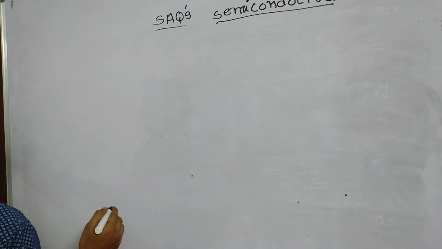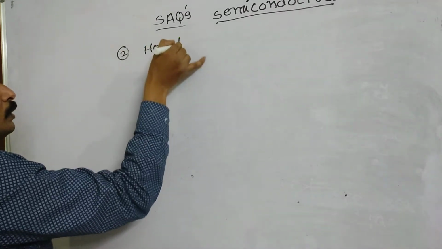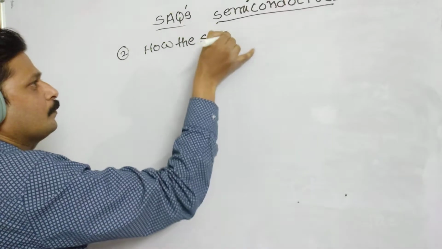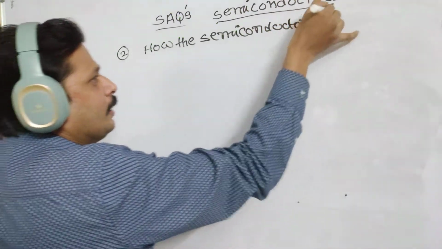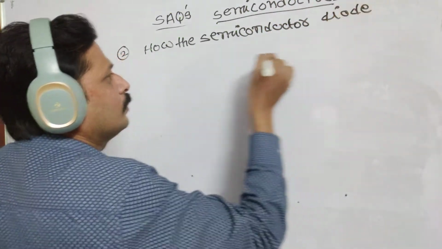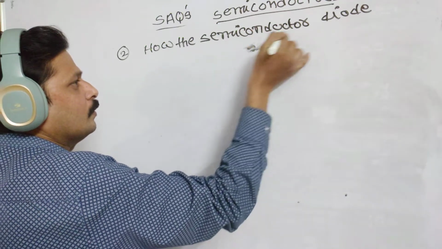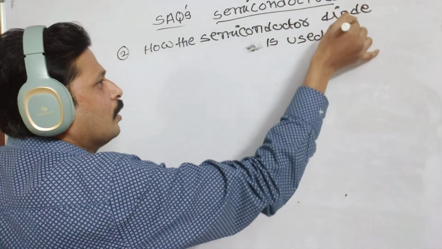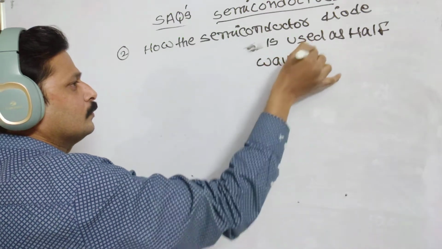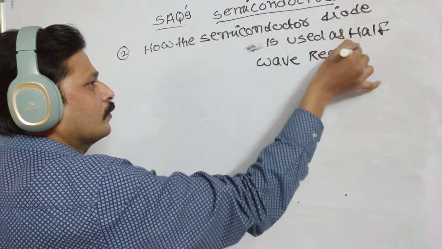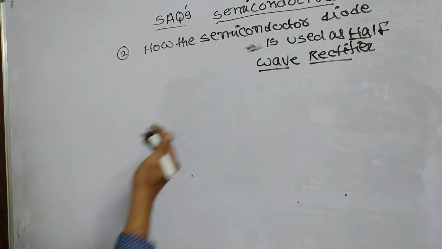Now the question is: how is the semiconductor diode used as a half wave rectifier? How is the semiconductor diode used as a half wave rectifier? A very, very interesting and very simple answer.